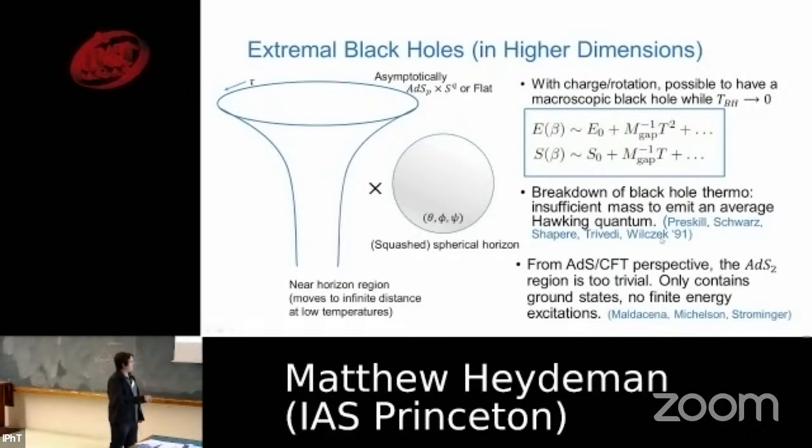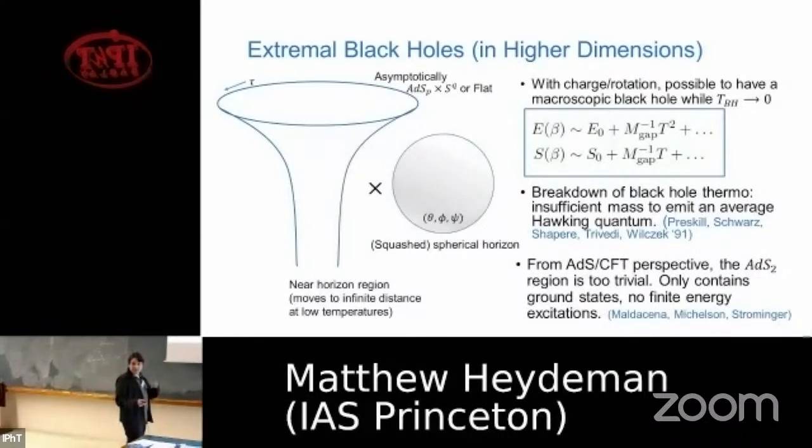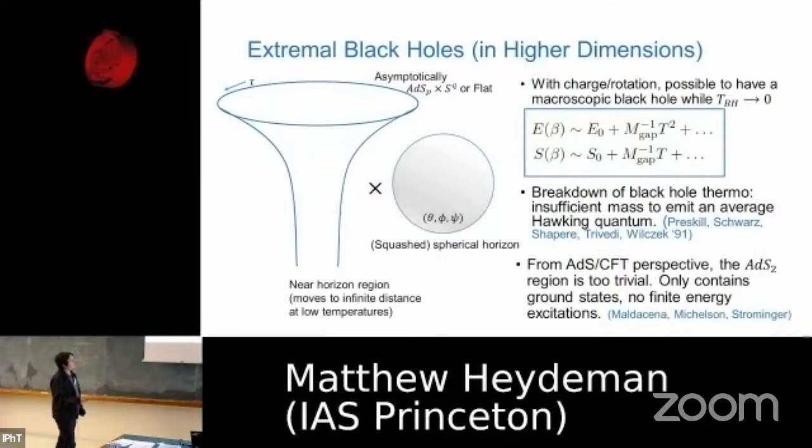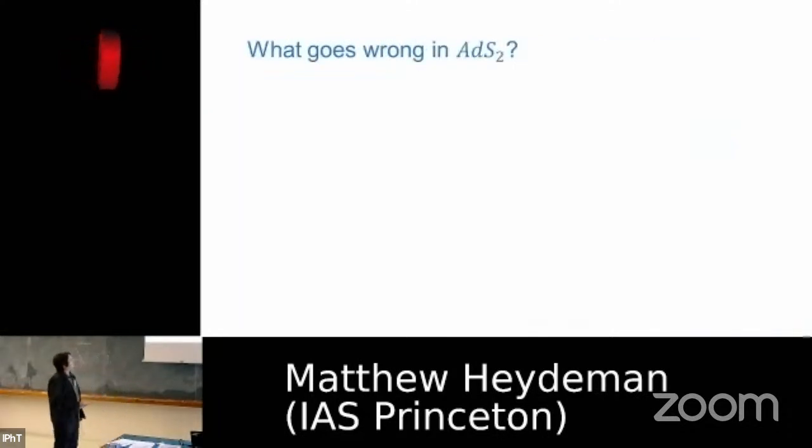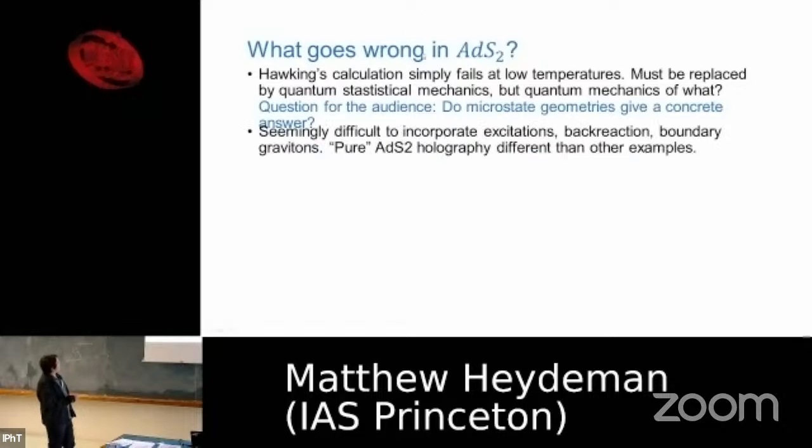So I mean, this is a problem that we might be fine with. We can talk about some superconformal, supersymmetric quantum mechanics on the moduli space of branes. That's fine. But we would somehow like to understand how to go away from zero temperature. We'd like to describe things like boundary gravitons and so on. So this is largely a review of what I just said in words, but I'll just say again that Hawking's calculation simply fails at low temperatures.